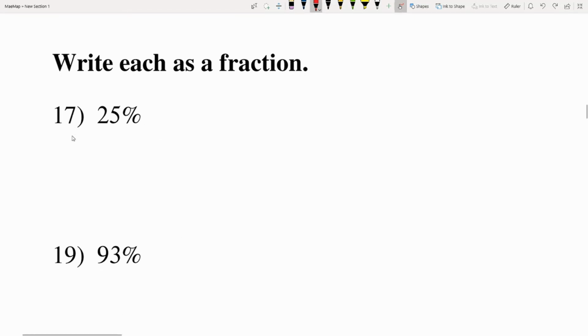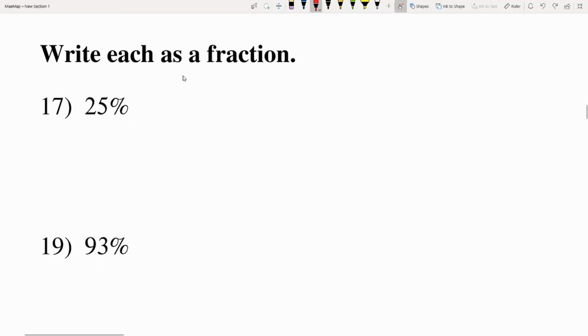So writing each fraction as a percent is easier than you think. Because remember, converting between decimals and percents, we're either multiplying by 100 or dividing by 100. So if we're trying to write a percent as a fraction, it's like that number out of 100. Because remember, to convert between a percent to a decimal, we divide by 100. So this is 25 over 100.